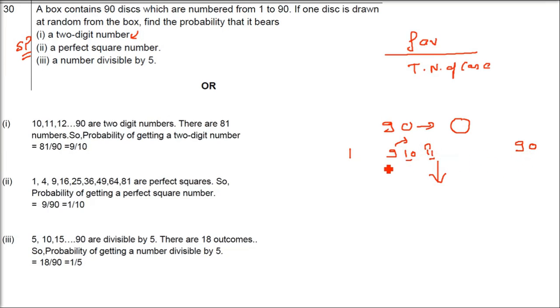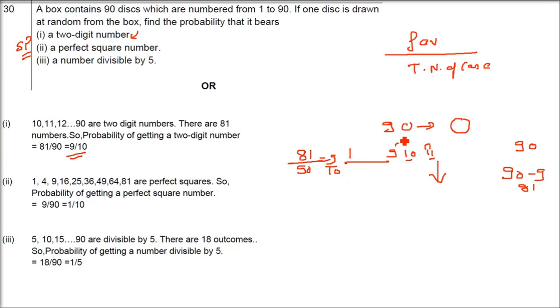So how many two-digit numbers are there? You can subtract these 9 numbers which are single digit from 90. So 90 minus 9 is going to be 81. So 81 favorable cases. And what is the number of total cases? 90. So 81 by 90, that is 9 by 10, is the answer here.